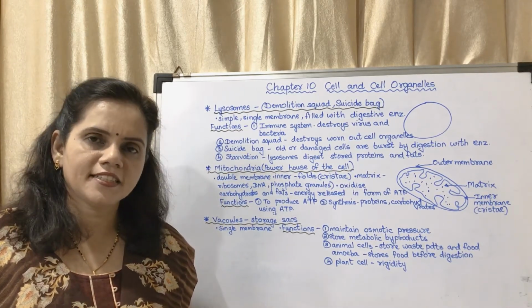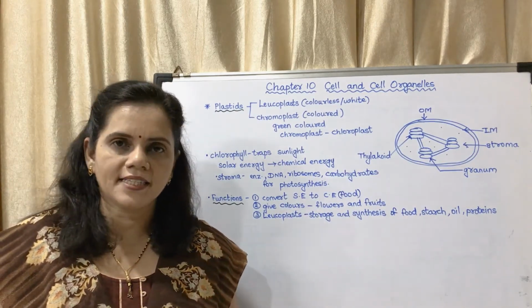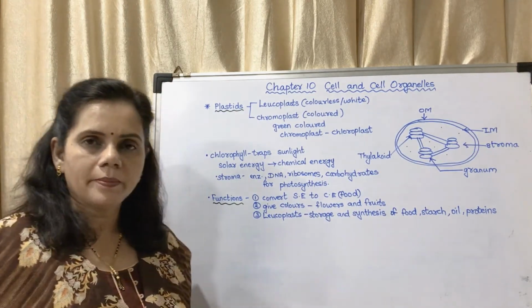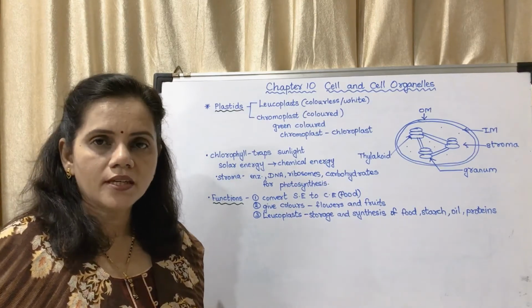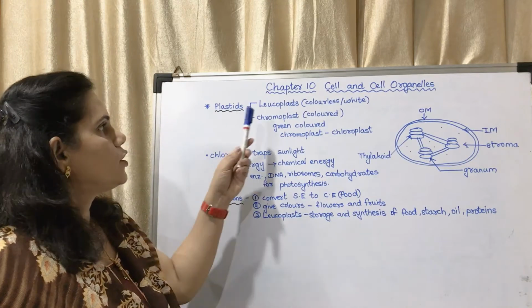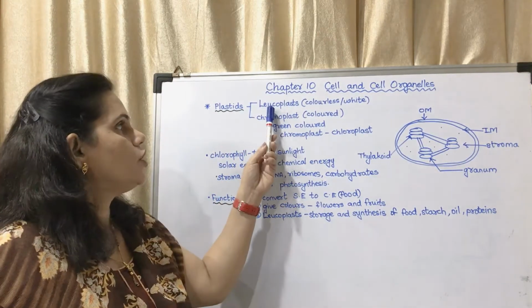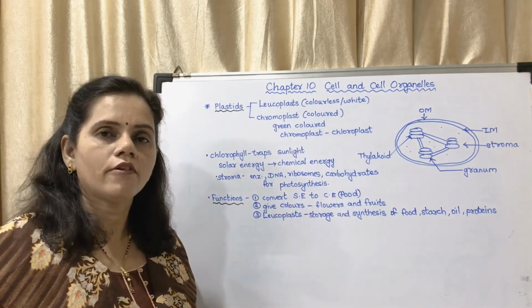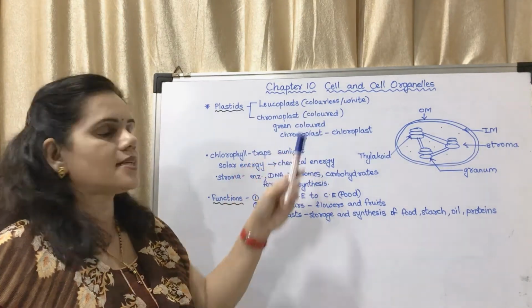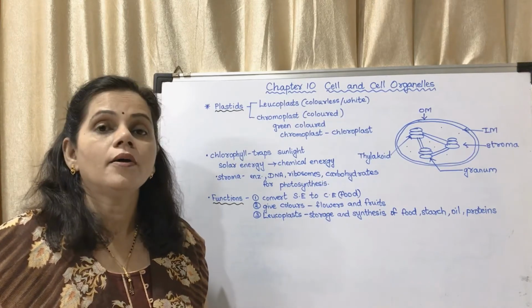Now we will see the next. The last cell organelle is plastids. Plastids are double membrane. They give color to the plant cell. There are two types of plastids, leucoplasts and chromoplasts. Leucoplasts are colorless or white, and chromoplasts are colored, with different colors like orange, red, green.